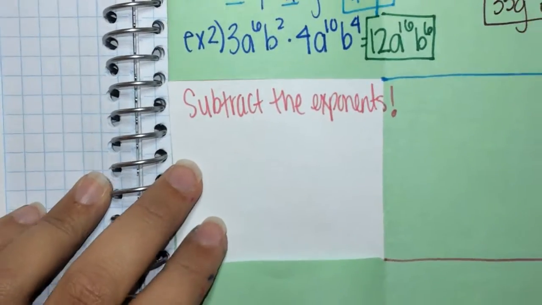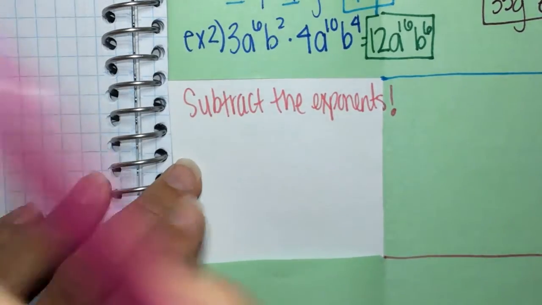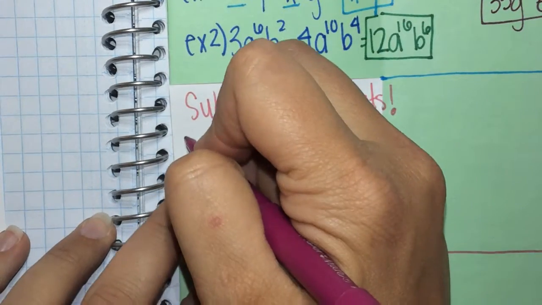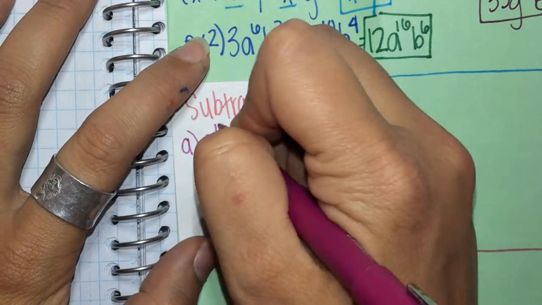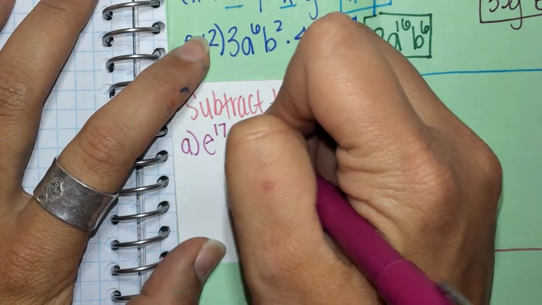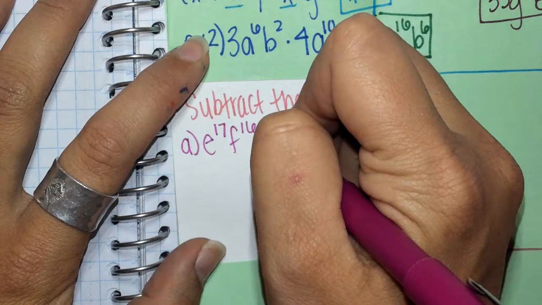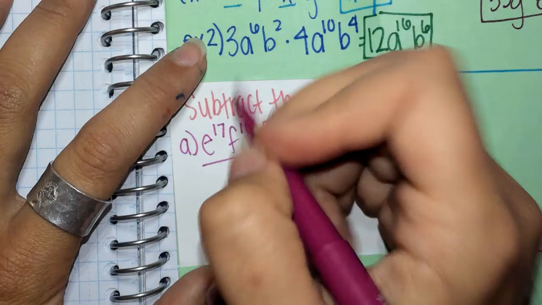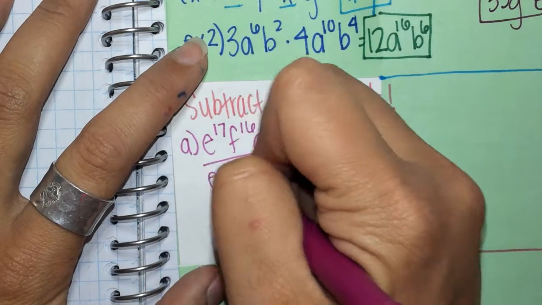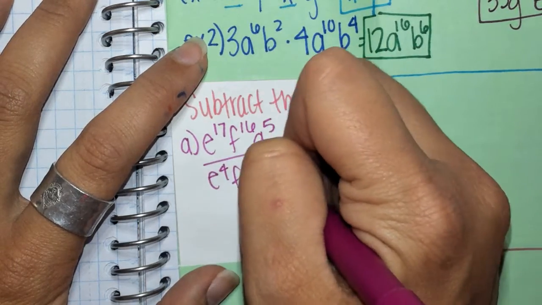Okay. Alright, so our first example that we're going to do, do we want to go crazy? Let's go crazy. E to the 17th, F to the 16th, G to the 5th, divided by E to the 4th, F to the 6th, G squared.